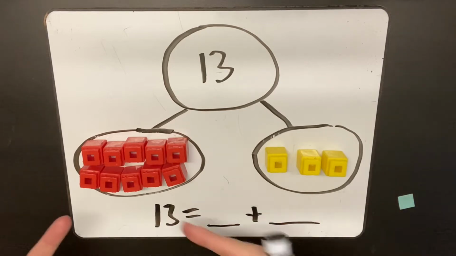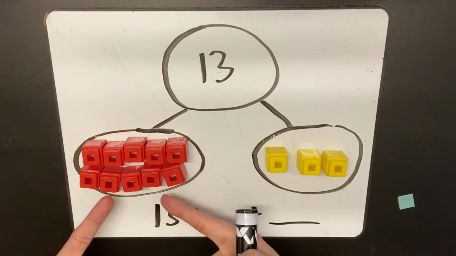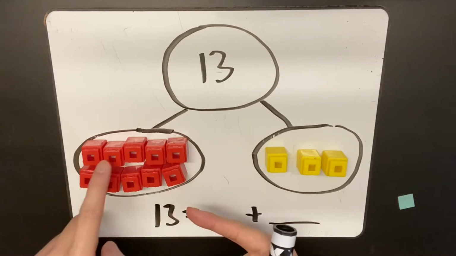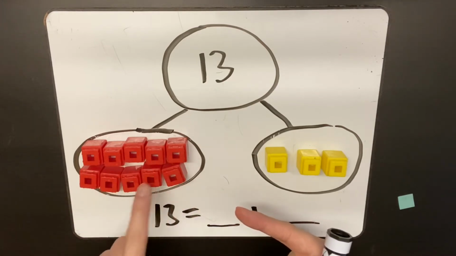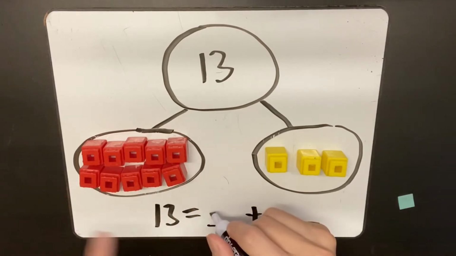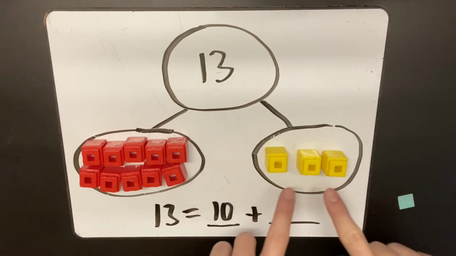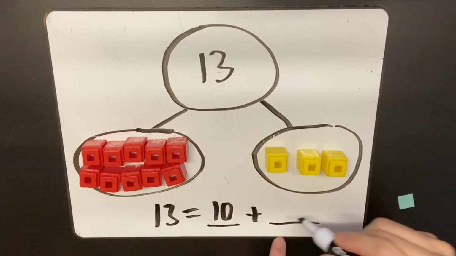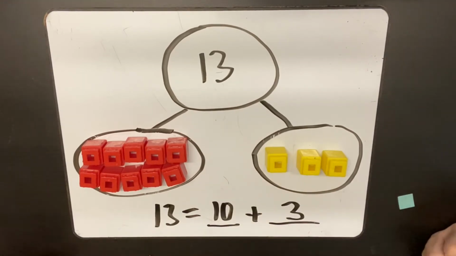What do I have on my number bond? Let's take a look. How many ones on this part? 1, 2, 3, 4, 5, 6, 7, 8, 9, 10. Oh yeah, this part was 10. And how many was this part? 1, 2, 3. So we can say this number sentence this way. 13 equals 10 plus 3.